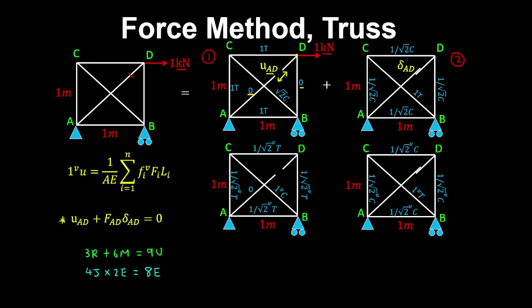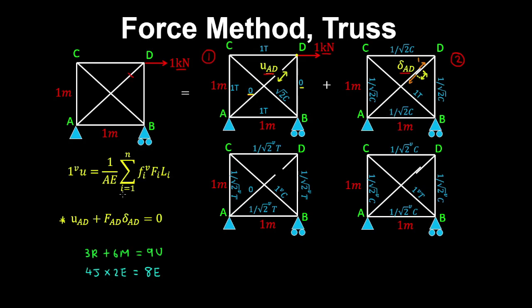Now for the second case, we're going to apply a real unit load of 1 kilonewton, which is going to cause a displacement in that truss in the opposite direction as follows. So we can see the segments of member AD are now overlapping. So basically that displacement is in the opposite direction of UAD. And again you can apply the method of joints to find the forces in each member, which I'll leave for you to do.